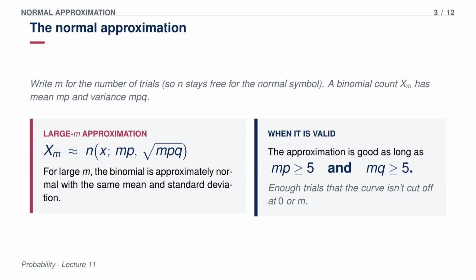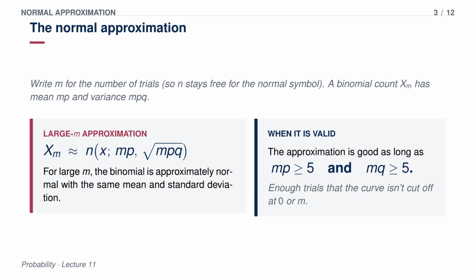One guardrail, though. This is only trustworthy when there are enough trials. Specifically, when m times p is at least 5 and m times q is at least 5. Both of them, and here's the picture for why. Imagine pitching a wide, symmetric, bell-shaped tent on a campground. 0 successes is a cliff edge on the left. m successes is a brick wall on the right.